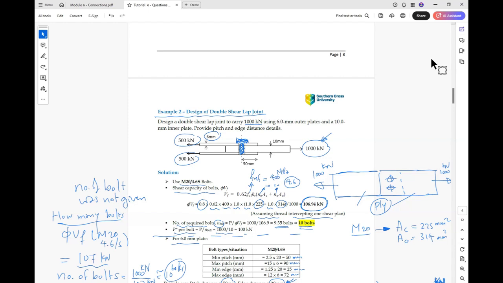So for example, if we have a point load of 1 for dead load G and a point load of 2 for Q, the combined load will be 1.2 times 1 plus 1.5 times 2. So the total will be 4.2 kilonewtons as a point load. The point load will stay a point load, just combined, and the uniform load will stay a uniform load, just combined.